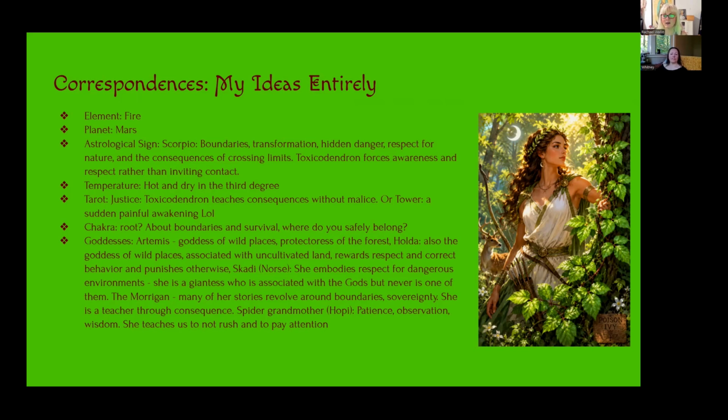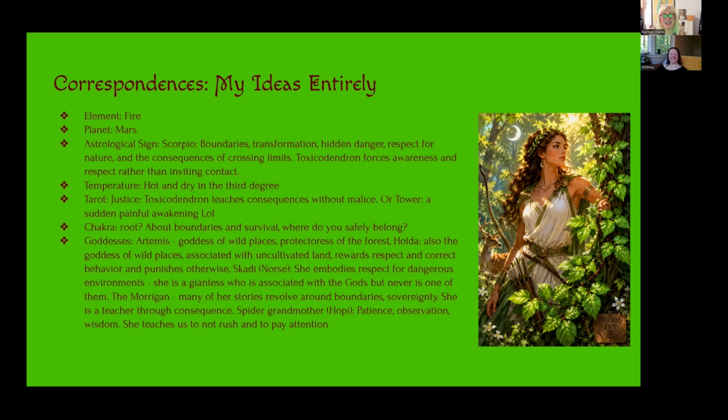Skadi, I think that's how you say it, in Norse mythology. She embodies respect for dangerous environments. She's a giantess, and she's associated with the gods, but is never one of them, which is kind of wild. I'd like to know more about her. The Morrigan. Many of the Morrigan stories revolve around boundaries and sovereignty. She is a teacher through consequences.